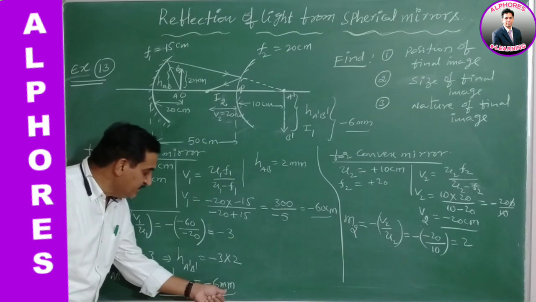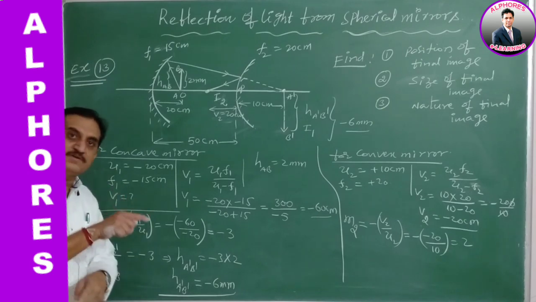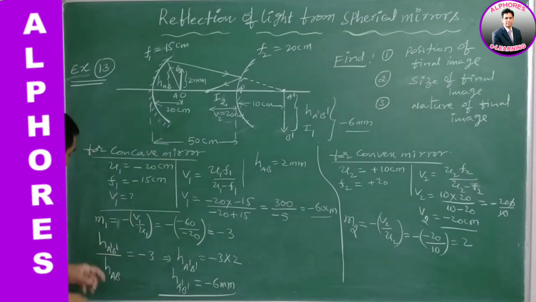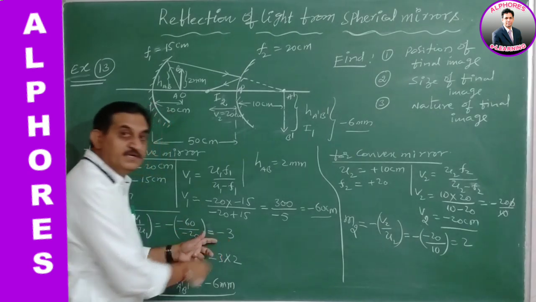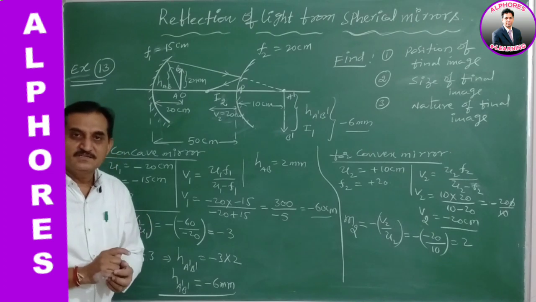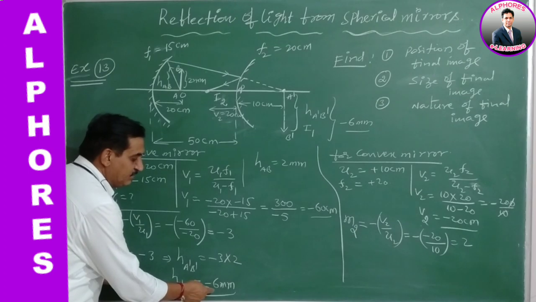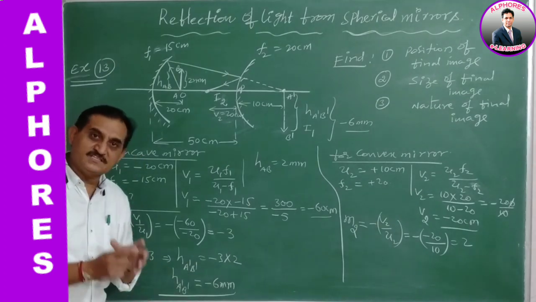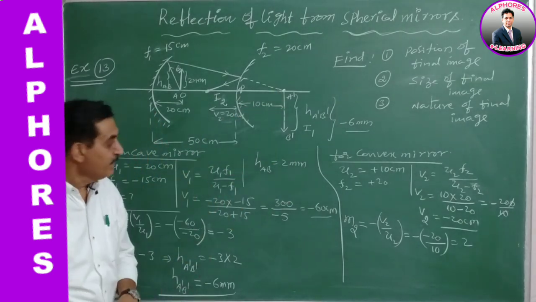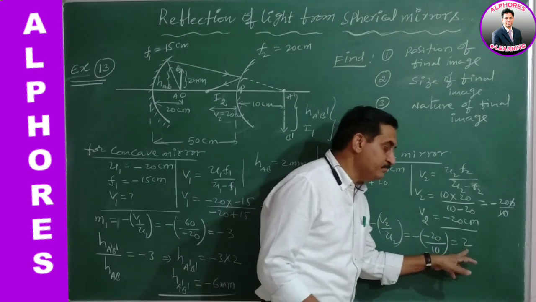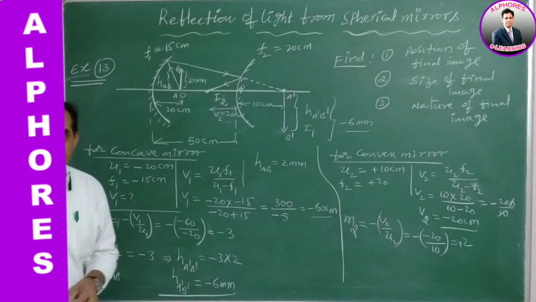So here minus 6 millimeters, minus in the sense it is inverted. It is inverted below the principal axis. So here the magnification is negative. Already I gave the fundamental: negative magnification in the sense it is an inverted image relative to the object. So the image size calculated is 6 millimeters in magnitude, but it is along the negative y-axis. Okay. Then here also the magnification is positive, plus 2. Positive magnification in the sense it is an erect image.